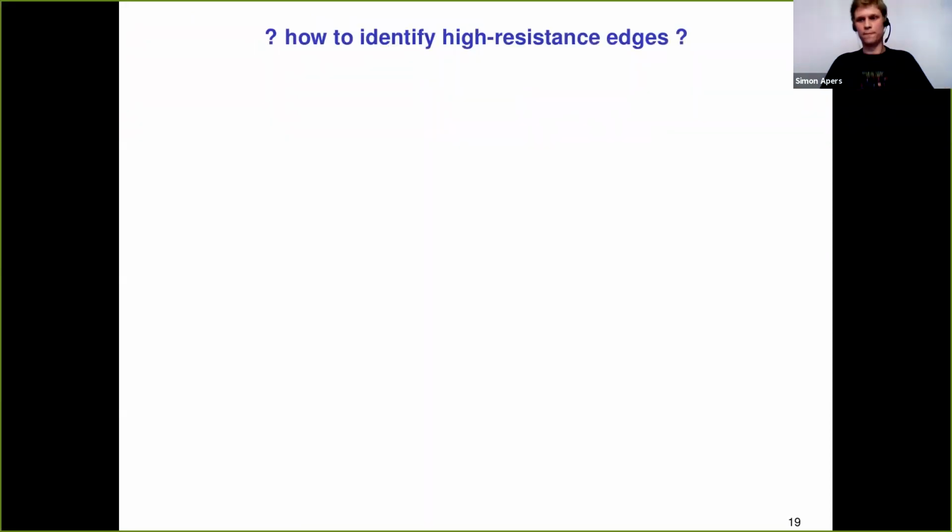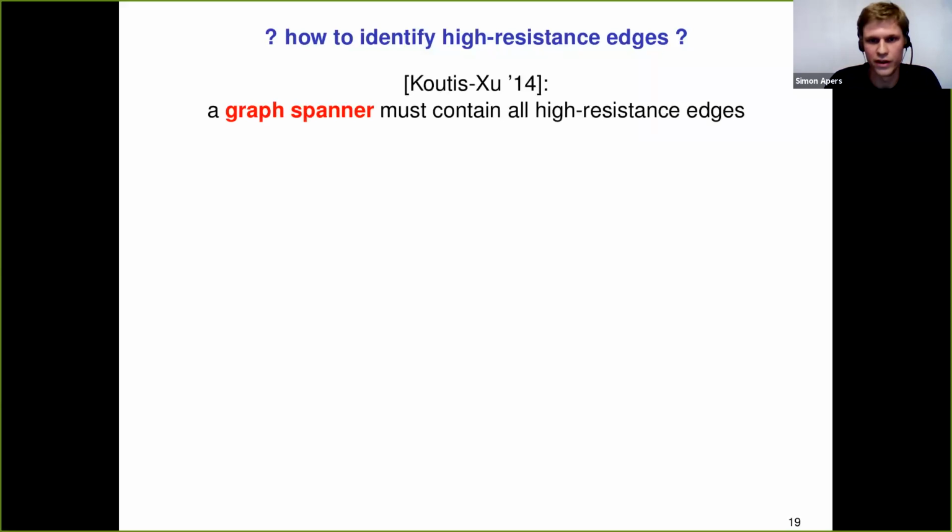But of course, we're interested in algorithms, not just statements about graphs and edges. So we have to ask the following question: is it possible to, in an efficient way, identify which edges have high resistance and hence are important, right? This example is kind of easy to see, but in general, this might not be the case. And then there's this very nice result by Koutis and Xu, which we used. Namely, Koutis and Xu in '14 proved that a graph spanner must contain all high resistance edges.